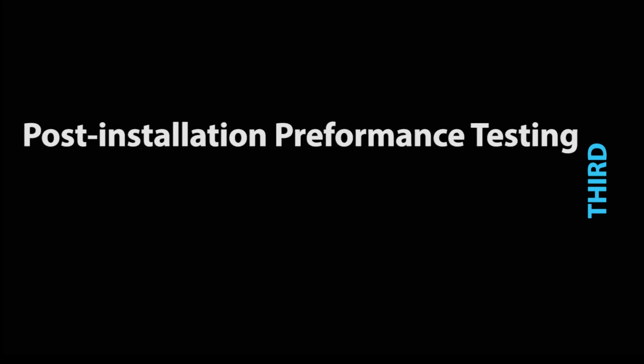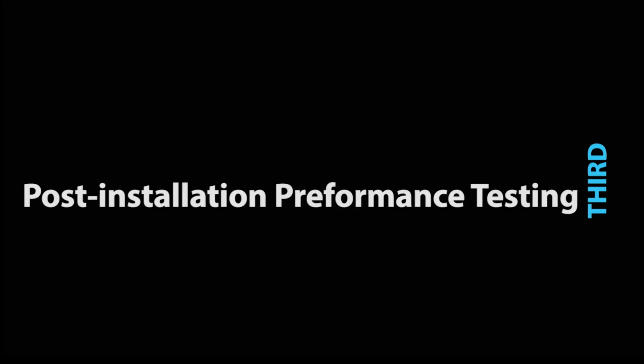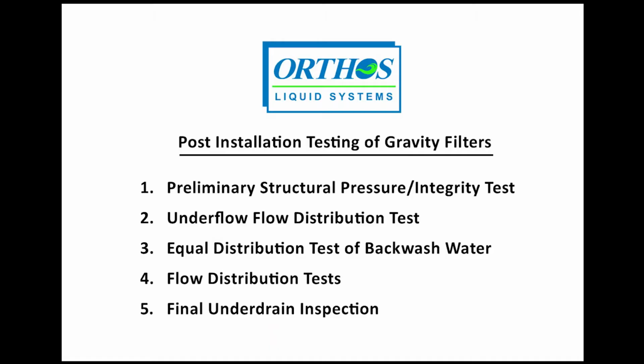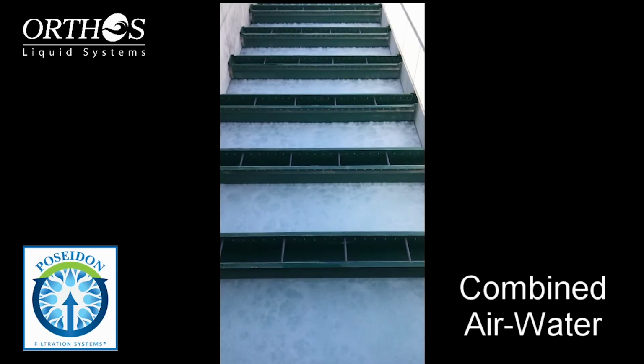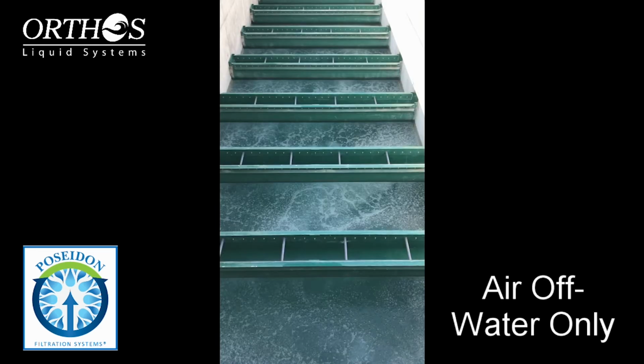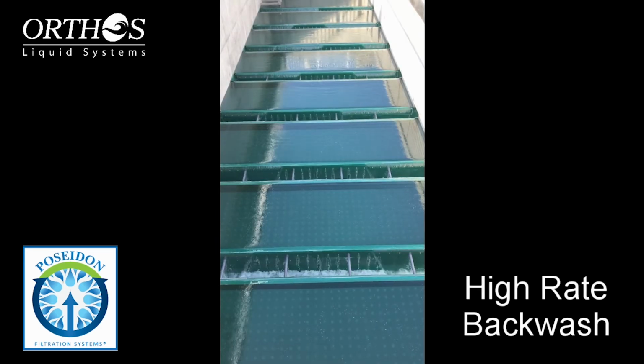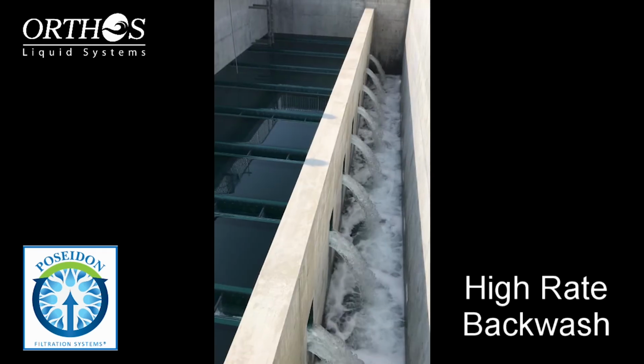And number 3, require robust post-installation performance testing to prove effective distribution. In a previous video, we highlighted the importance of stringent commissioning testing to make the filter underdrain manufacturer prove that what was installed is what the utility paid for.